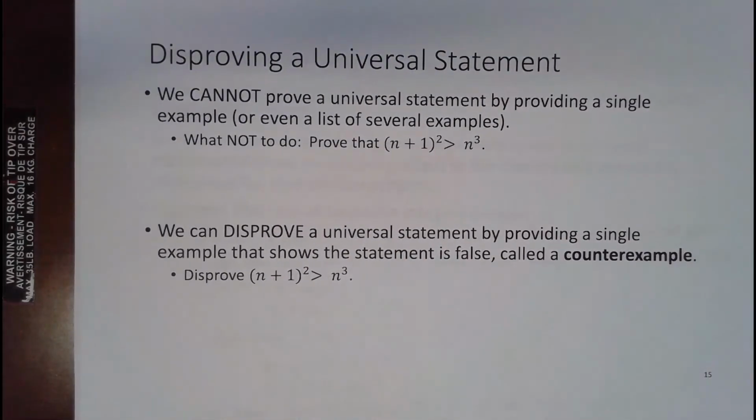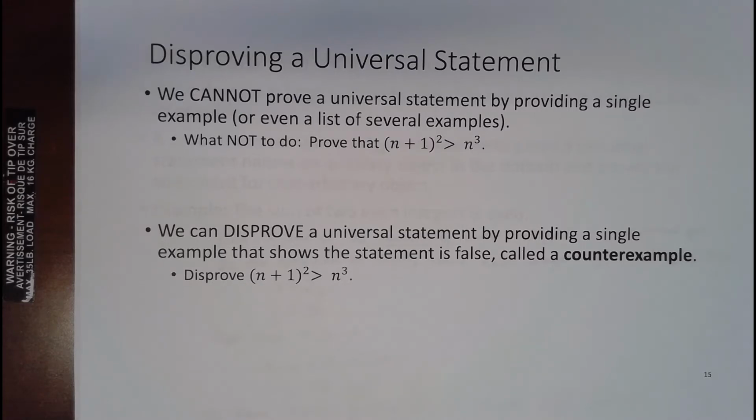So if we want to disprove a universal statement, that's much easier than proving one. We can't prove a universal statement by just providing a single example, or even a list of several examples. There's no such thing as proof by example for a universal statement. Many people have tried to do it, but it never works. So I'll save you the trouble. Don't try to do proof by example for a universal statement. Okay, so this is what you should not do.